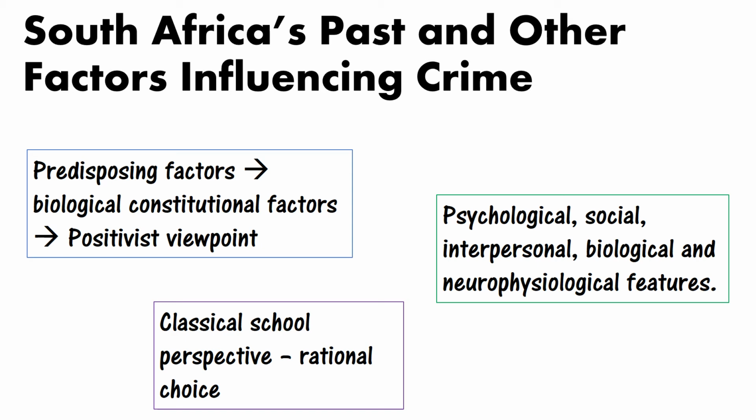In other instances, predisposing factors like biological constitutional factors are put forward to explain criminal behavior, and the general argument in these explanations is from your positivist viewpoint, that these criminals are born this way or that they are predisposed to commit crime. Linking to this, some explain their crimes by referring to physiological aspects of the person, such as hormones and neurotransmitters. For every individual, a discernible mix of psychological, social, interpersonal, biological, and neurophysiological features make them vulnerable to wrongdoing in an environment that condones or stimulates crime.